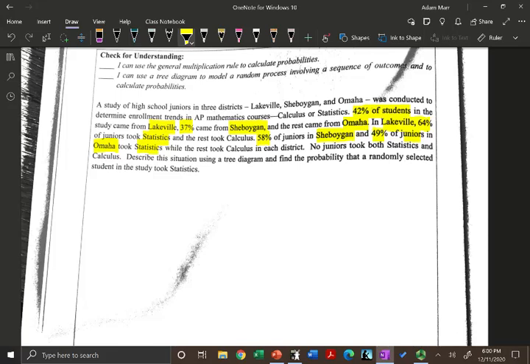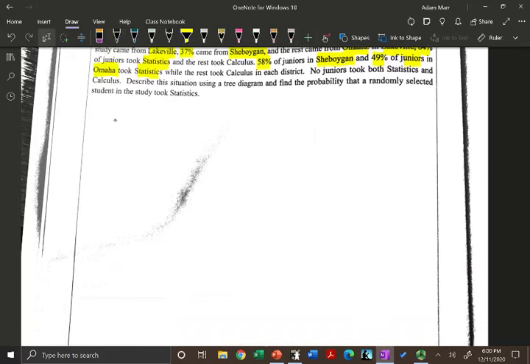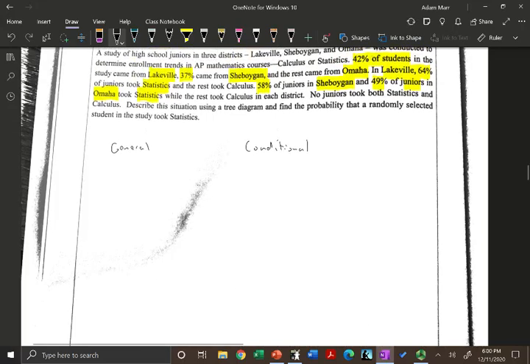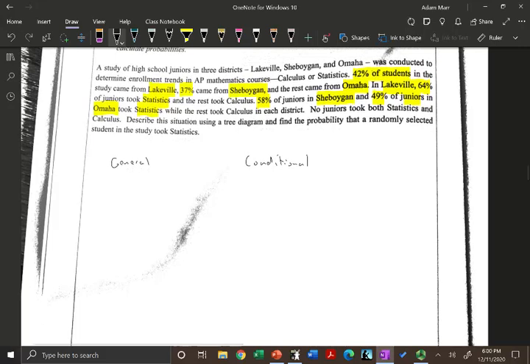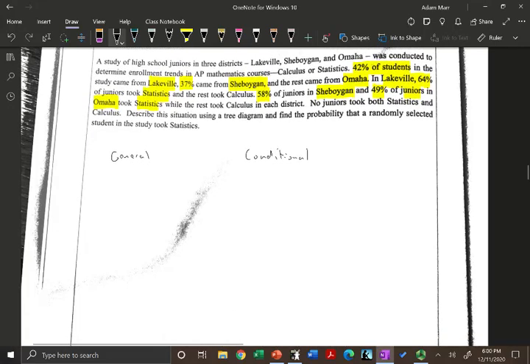Describe a situation using a tree diagram and find the probability that a randomly selected student in the study took statistics. Okay, so remember what you're doing. We did this today. First, we're just going to do the general, and then we're going to do the conditional. And we'll keep on. There could be more than just one, but in this case, we're just going to do the general and conditional, and I think that's it. Let's take a look here. So the general right here is, first we have a randomly selected student.